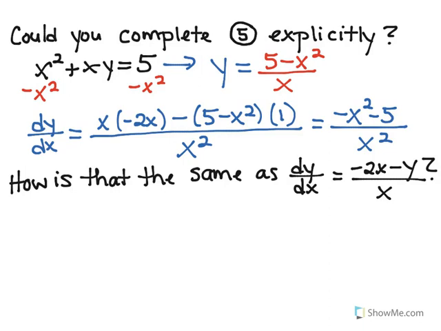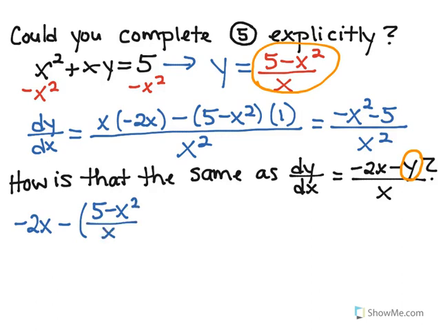And that's a really good question. Here's what we're going to do. See this y here? Well, it's the same as this y up here. I'm going to do substitution. So, negative 2x minus y is really minus 5 minus x squared over x. And then that's all being divided by x.